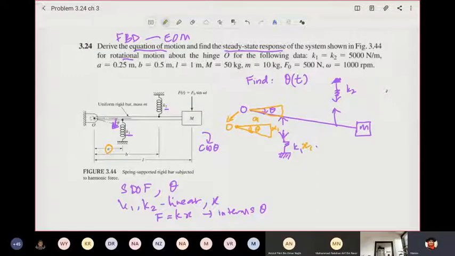For K1x1, you're supposed to write K1x1, but you want to relate it to theta. So what is it in terms of theta, class? What do you get then? K1 torsion? No, in terms of theta. K1, what is it in terms of A? Remember this equation? x1 is equal to what? If you have this triangle, x1 equals A sin theta.